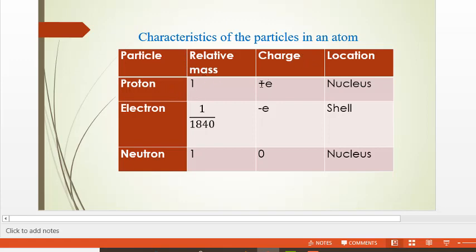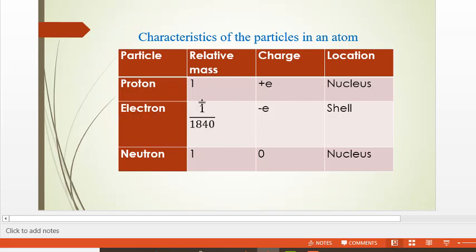Its charge is positive. The e here is to compare to the charge of an electron, so that we can see that the charge of an electron and the charge of a proton are equal in size, but they are only different in their sign. So a proton is found in the nucleus, that is the location. It is positively charged, it has a mass of 1.